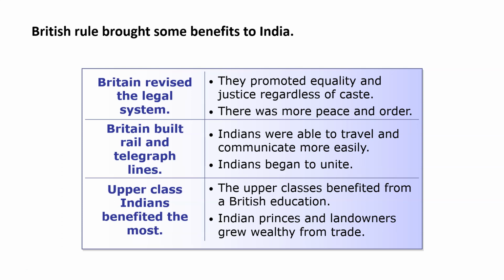It's the upper class Indians that benefit the most because they're the ones who are working more closely with the British. So the upper classes benefit from a British education, so they would go to Oxford, to Cambridge, and then come back to India. And the Indian princes and the landowners are the ones that are going to get wealthy as they're responsible for the Indian production, trade of goods that goes back to Britain for manufacture.